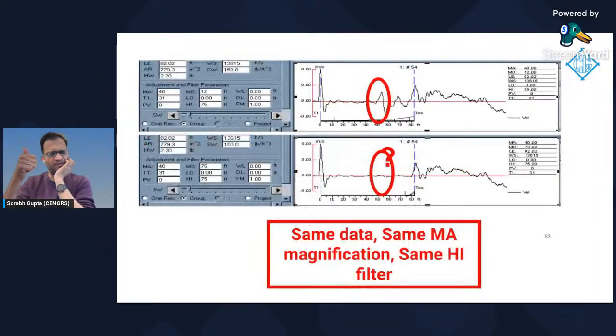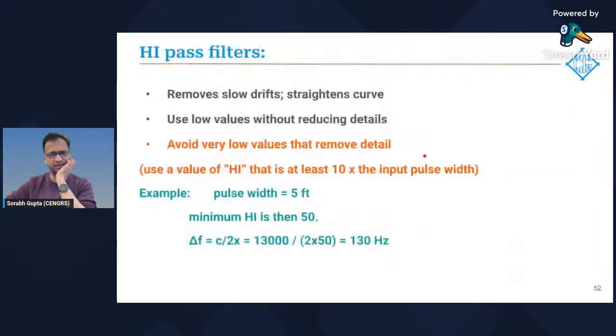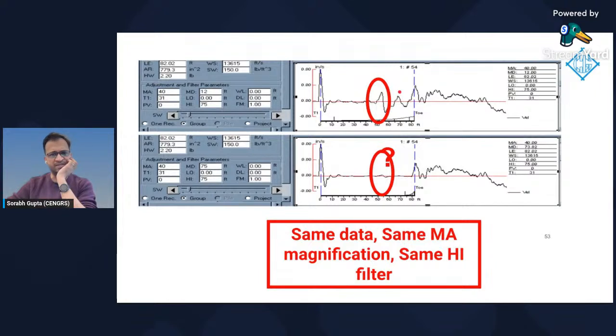Now, we have covered the magnification, we have talked about the high pass filter, and I think we understand why these two are important. Now let's look at something else. I want to show you this. Now this is the same data, right? We are dealing with the same data. This is number 54 pile, which we were looking at earlier, right? And look at this. Now tell me what's happening here.